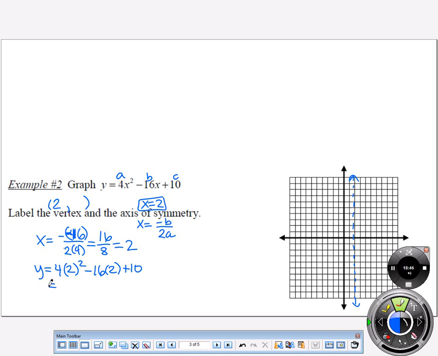So I get 2 squared is 4. 4 times 4 is 16, minus 32 plus 10. 16 minus 32 is negative 16, and negative 16 plus 10 is minus 6. I thought you were telling me to subtract 6. Let me just yell things out. Okay. So I get the point (2, negative 6). Okay. 1, 2, 3, 4, 5, 6. All right.